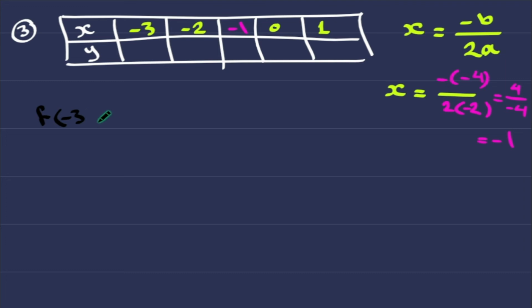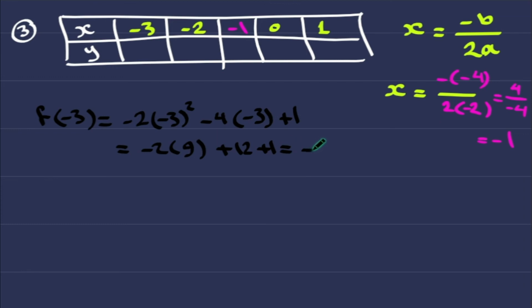We will start with negative 3. f of negative 3 is equal to negative 2 times negative 3 squared minus 4 times negative 3 plus 1, which is negative 2 times 9. Negative 4 times negative 3 is 12, and then plus 1. So it's equal to negative 18 plus 12 plus 1, which is negative 5. So f of negative 3 is negative 5.